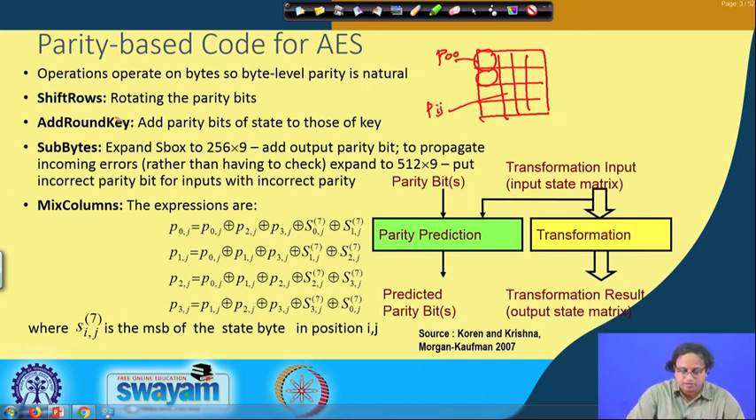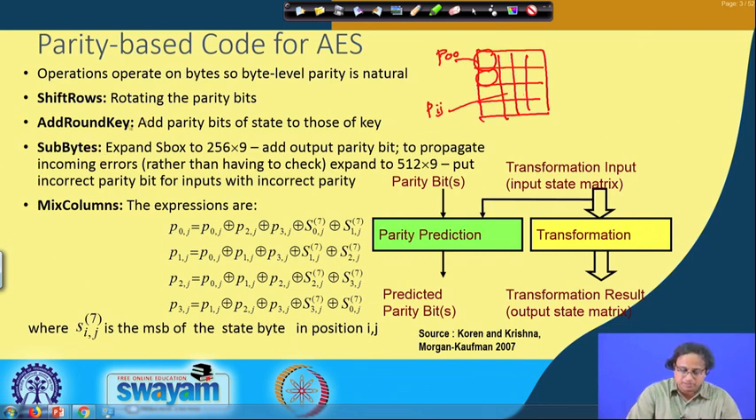So, as you can understand, for shift row it is very easy, because if you have got a parity state matrix, so let me call this state matrix with parity the parity state matrix, if I apply a shift row, then the parity state matrix values will just get shifted accordingly. So, it is pretty easy to adapt.